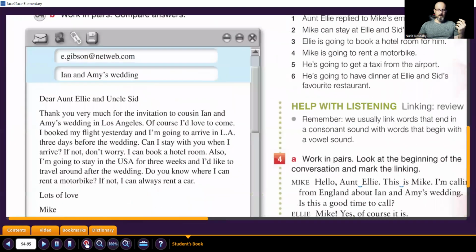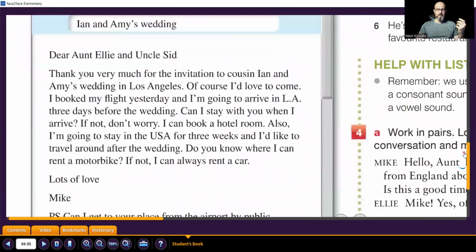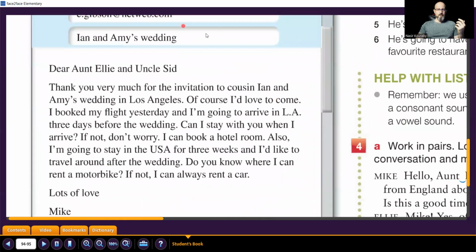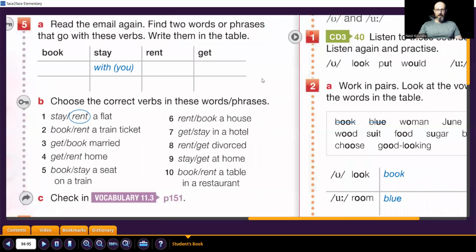Okay. Let's make it a little bit bigger. So stay. Where is the stay? Okay, so this is the word stay. What comes after stay? We have with you, with someone. So here, that's why we have stay with you.